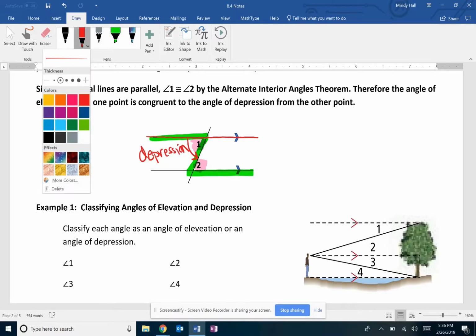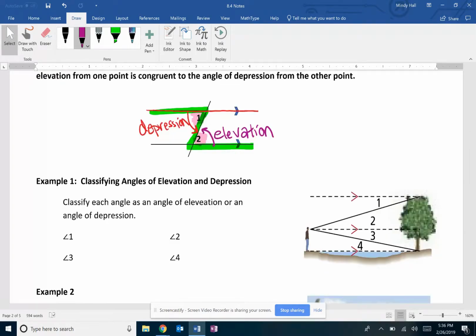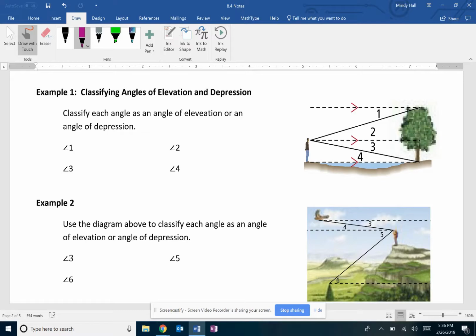So then for angle 2, if I'm at my horizontal line, so you always have to refer back to it, in order to make angle 2, I have to go up. So it's going to be an angle of elevation. And they're going to be congruent to each other, which is going to help you when you start problem solving later. So with this one, we're just going to be classifying the angles as angles of elevation or depression. With angle 1, I see my horizontal line, and to get to that other one, I have to go down. So then I know that that is an angle of depression. Angle 2, I look from my horizontal line, I would have to come up. So then that would be an angle of elevation.